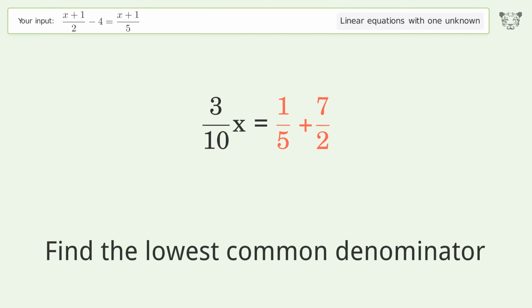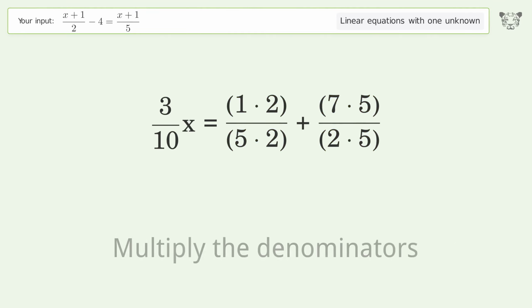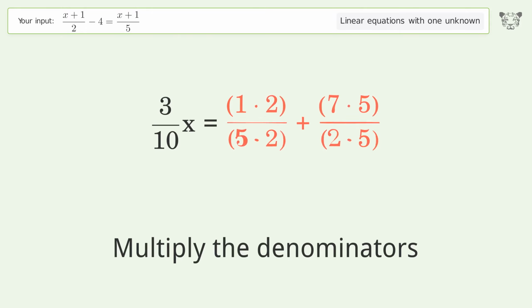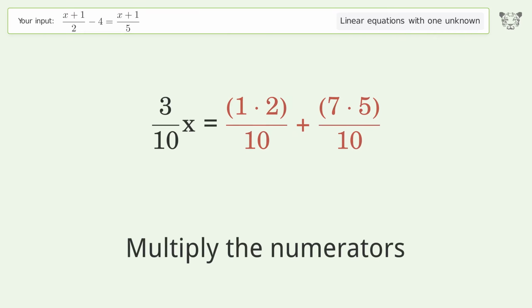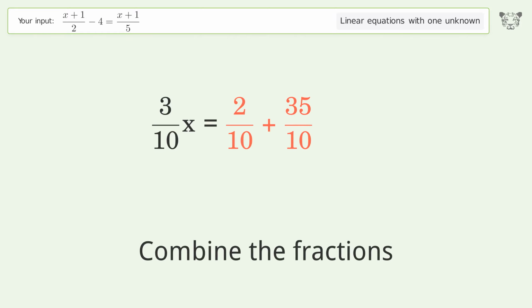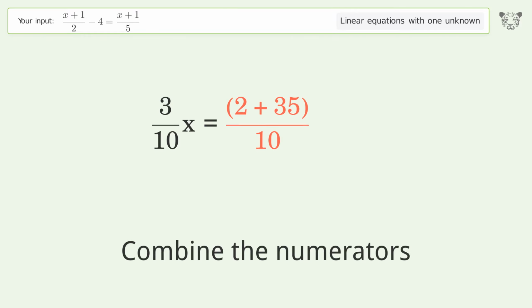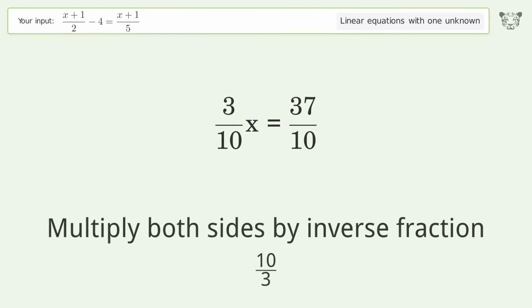Find the lowest common denominator. Multiply the denominators. Multiply the numerators. Combine the fractions. Combine the numerators. Isolate the x. Multiply both sides by inverse fraction 10/3.